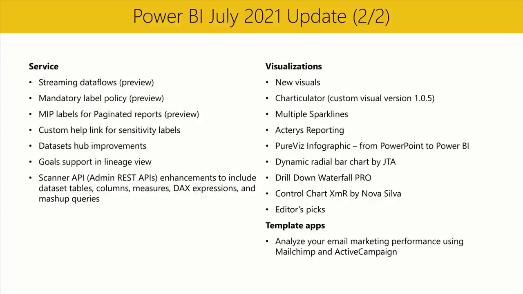Last December, we announced new Scanner APIs for extracting tenant-level metadata using admin REST APIs. We already see many customers using the new APIs to query Power BI to build their own reporting and homegrown catalogs. And our latest improvements include items you have been asking for the most. We've now enhanced the APIs to include dataset labels, columns, measures, DAX expressions, and mashup queries.